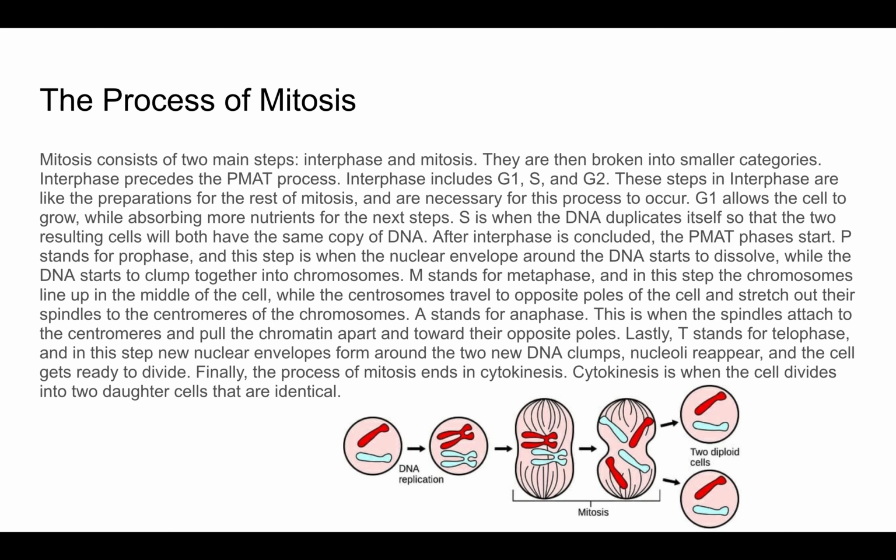And lastly, T stands for telophase, and this is when new nuclear envelopes form around the two new DNA clumps. Nucleoli reappear and the cell is ready to divide now. Finally, mitosis ends in cytokinesis, which is when the cell divides into two identical daughter cells.